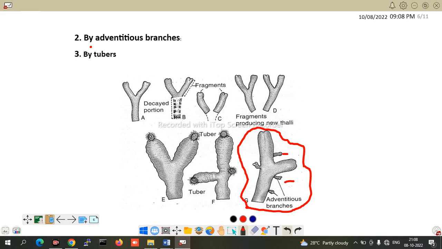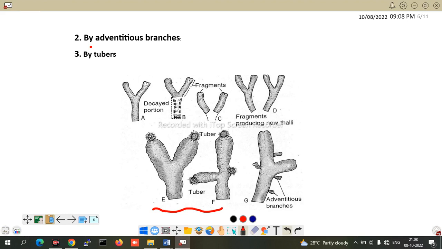Next is by tuber. Look at the E and F images. Here are E and F. Look at the apical portion. Here are the tubers, rounded stalkless structures, and these rounded stalkless structures are called tubers.